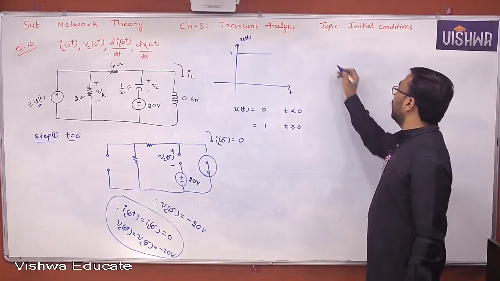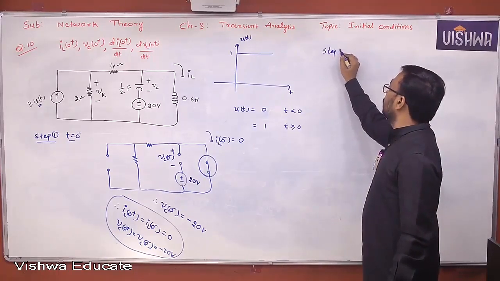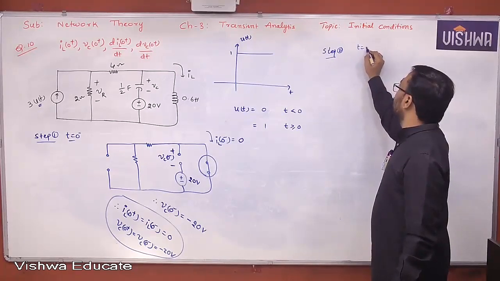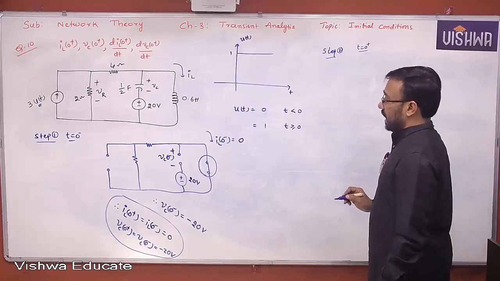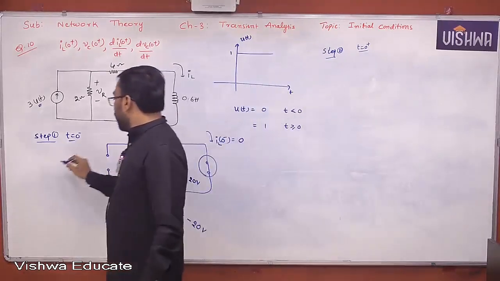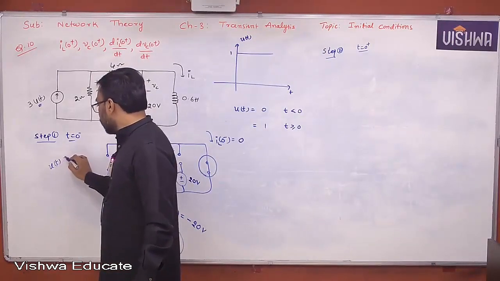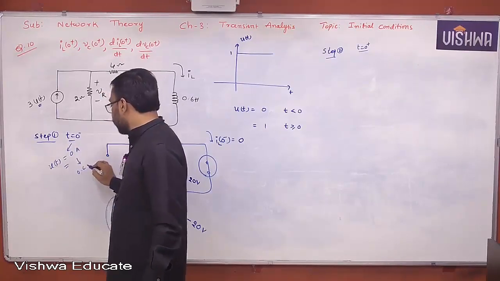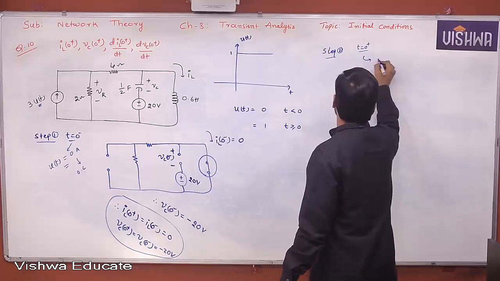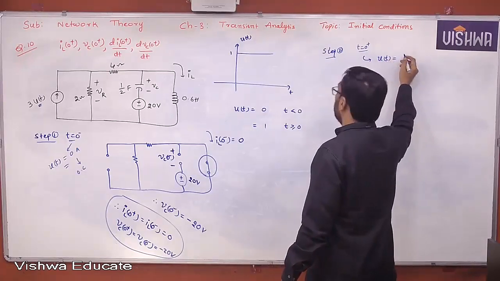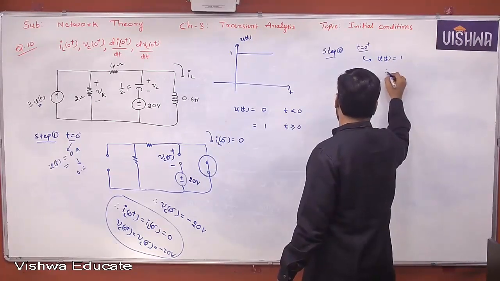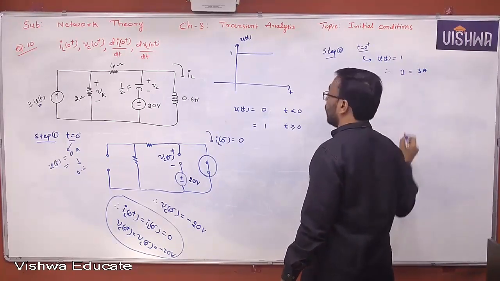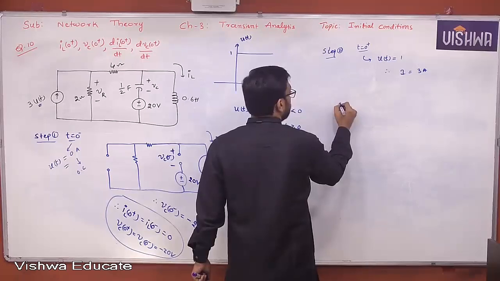Now, to find dIL of 0 plus by dt and dVC of 0 plus by dt, let us construct t equal to 0 plus equivalent. At t equal to 0 minus, u of t value is 0 amperes, nothing but open circuit. Here u of t is 1. Therefore the current source value will become 3 amperes. So it looks like this now, 3 amperes.